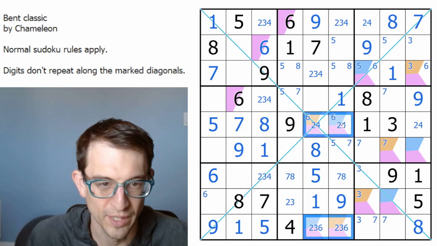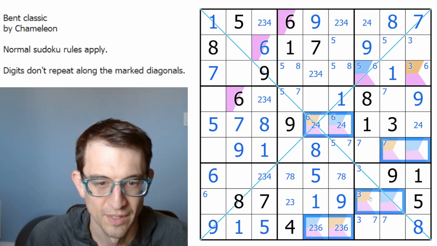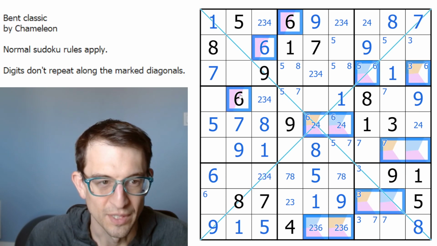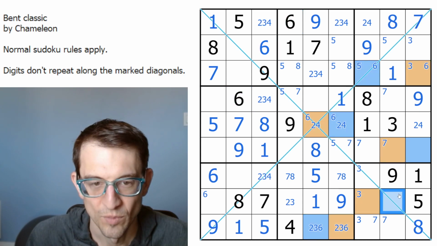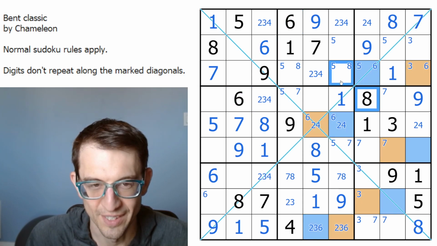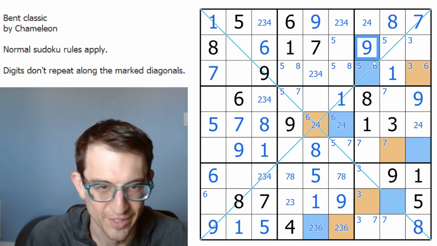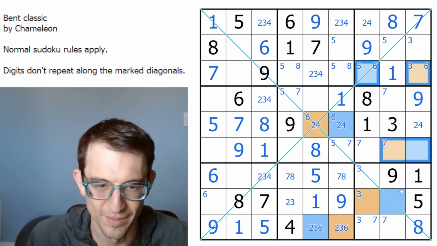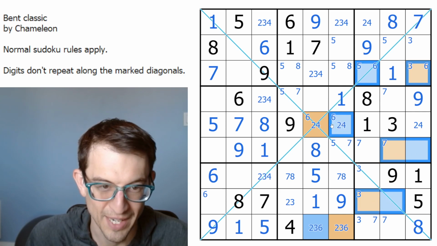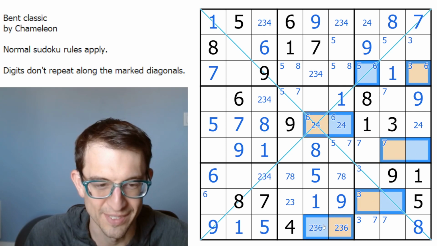I'm going to get rid of the white and purple as well, and maybe just leave the orange and blue. No, in fact, I'm not going to color code it, but I'm going to highlight all these and mark them as these are the possible places 6 could go.